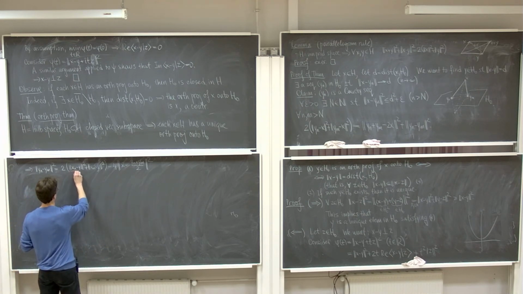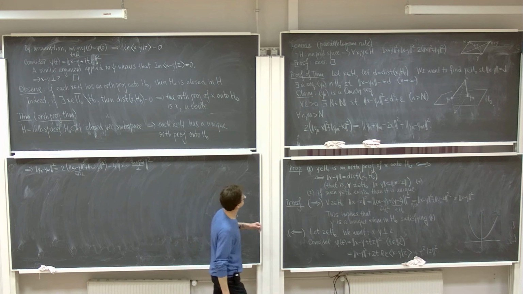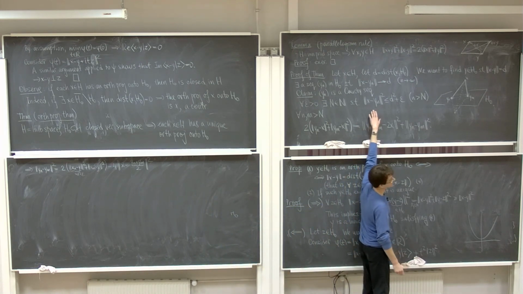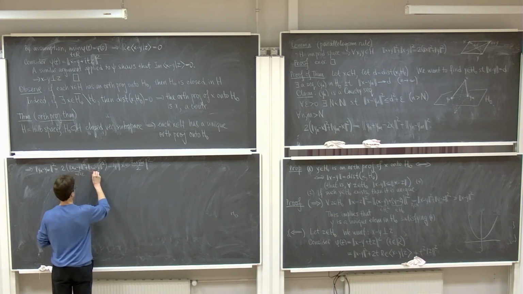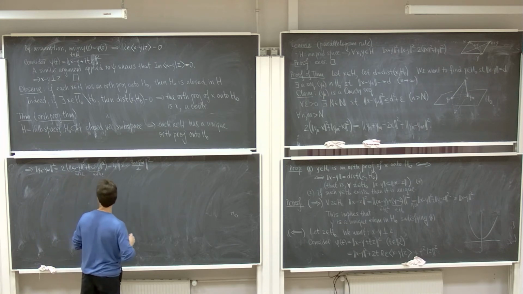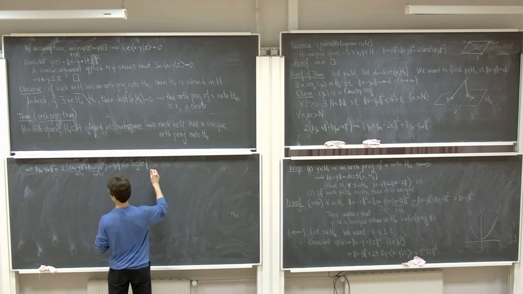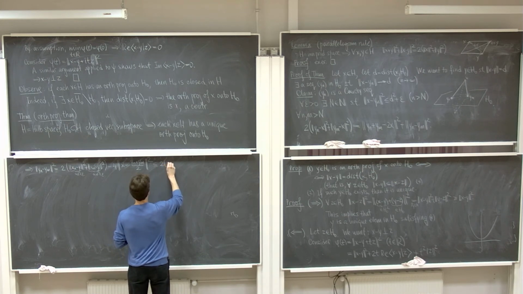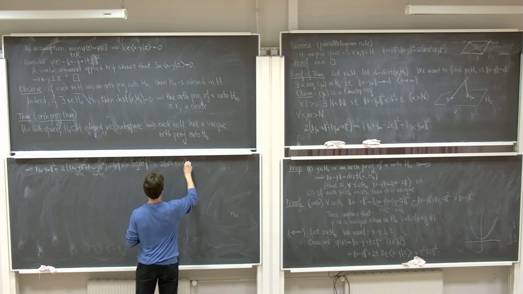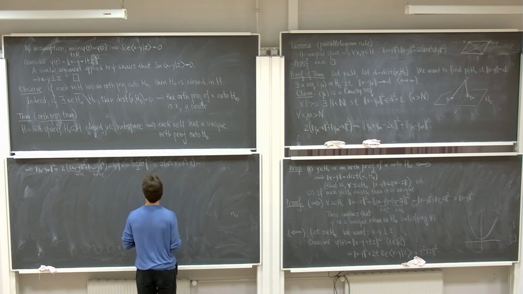Well, by assumption, this is less than or equal to d squared plus epsilon, because of this. This is also less than or equal to d squared plus epsilon. So as a result, we see that this is less than or equal to 2 multiplied by (d squared plus epsilon plus d squared plus epsilon) minus 4.